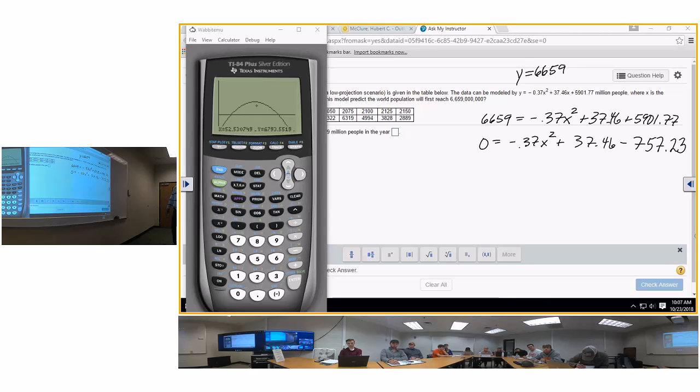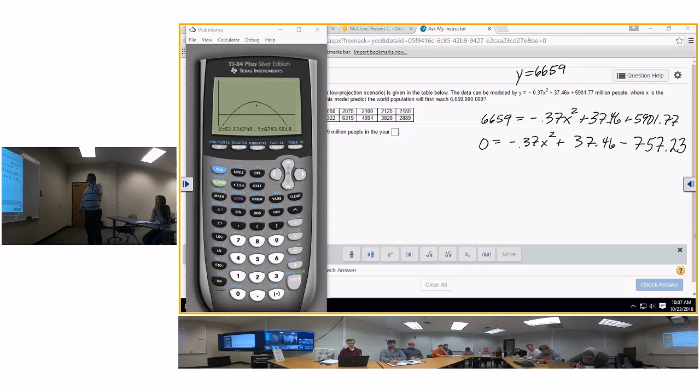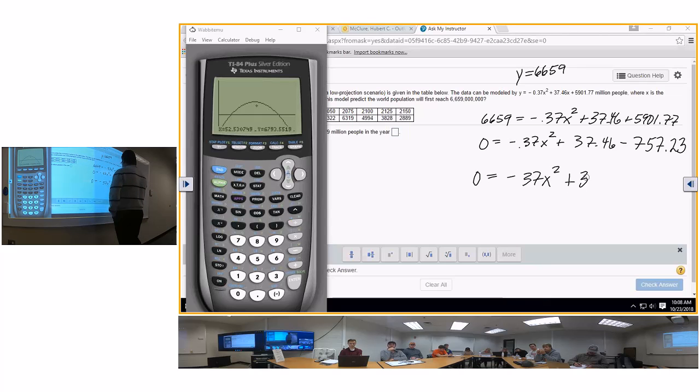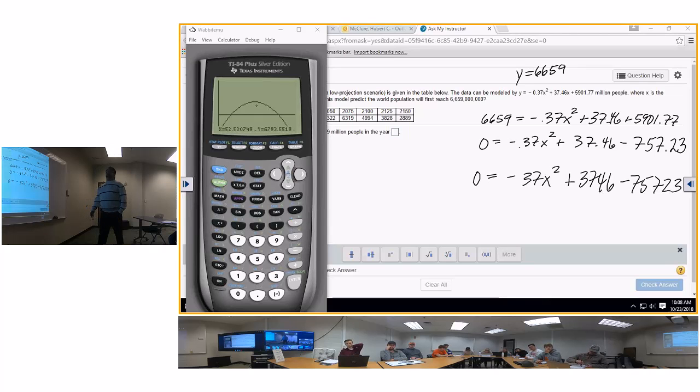Yes. Okay, now you can complete the square, or you can use the calculator. But that's where you would go. And the first thing I would do is multiply everything by 100. And that would give me 0 equals negative 37 x squared plus 3746 minus 75723. That's the first thing I would do if I was going to solve it with completing the square.